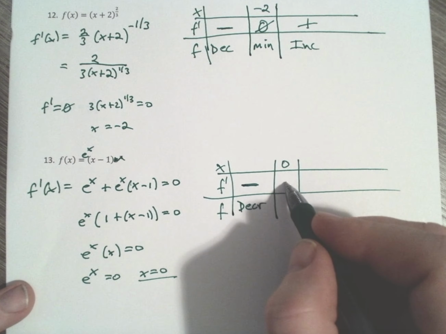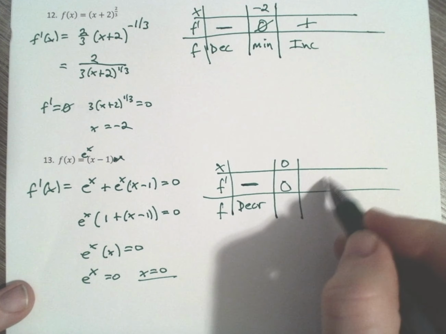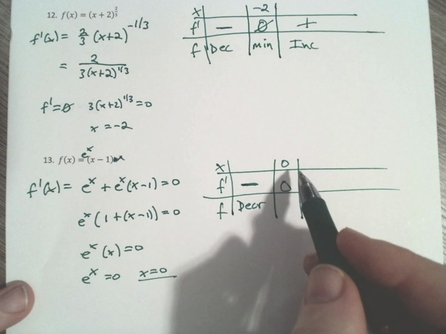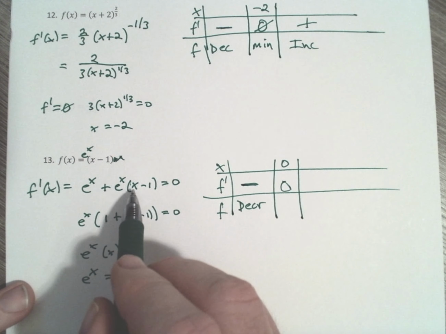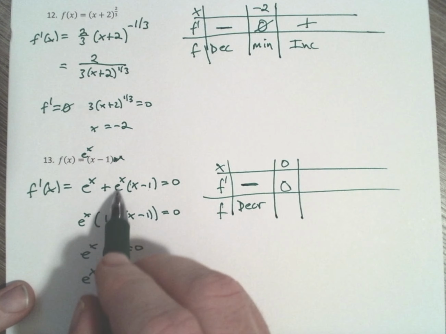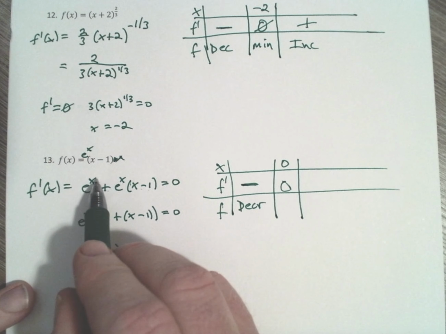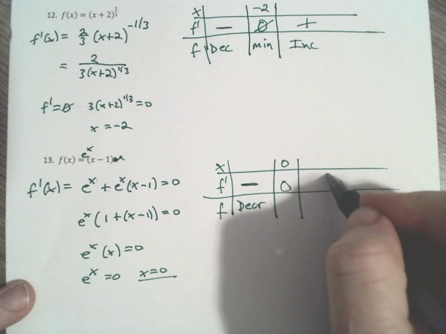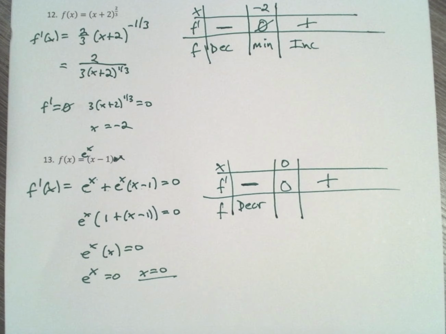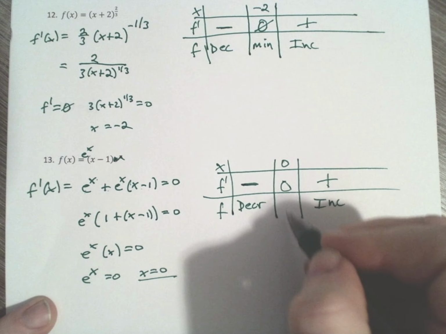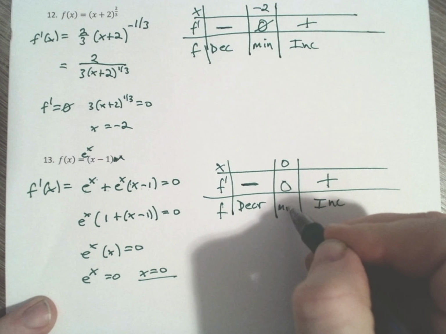Picking a number over here, let's just say we pick 1. 1 minus 1 is 0. e to the 1 times 0 is 0, plus e to the 1, which is e. It's a positive number. We're left with a positive number, so we are increasing here. So at 0, we have a relative min.